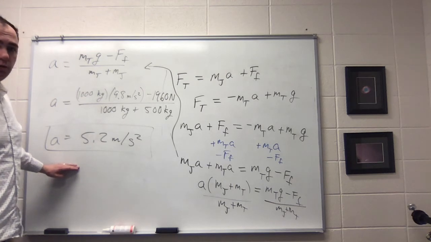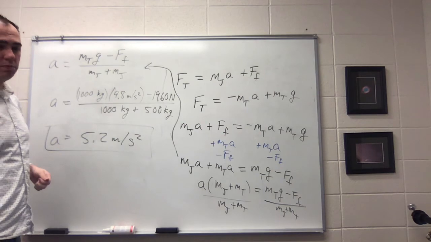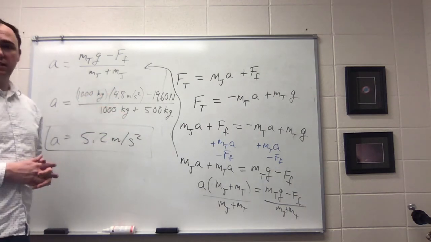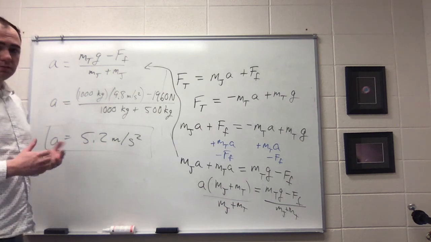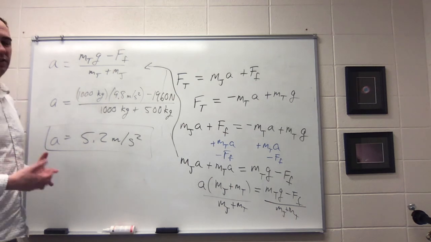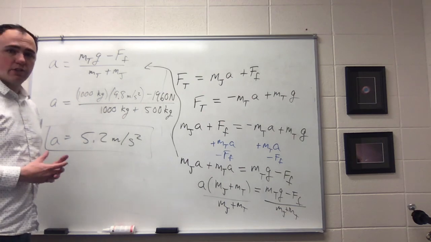Now that's positive, which means that the acceleration's in the positive x direction for the Jeep, which makes sense. They're going to go over the edge of the cliff. And it's also less than the acceleration due to gravity, which makes sense because we have friction involved, so there's other forces other than gravity that are tending to work against gravity, and therefore the acceleration should be less than g.